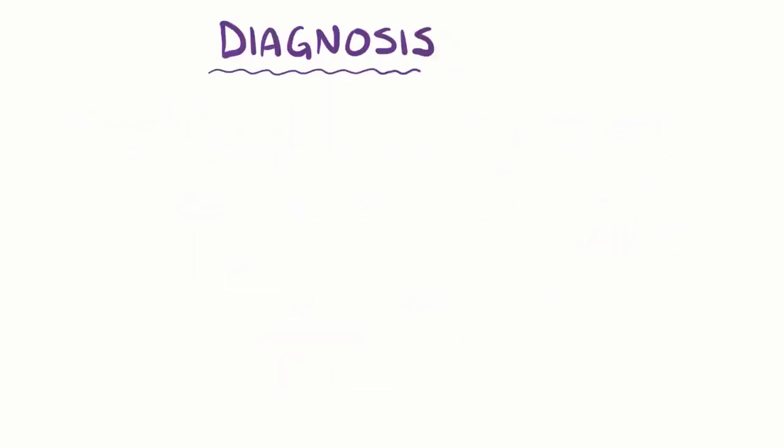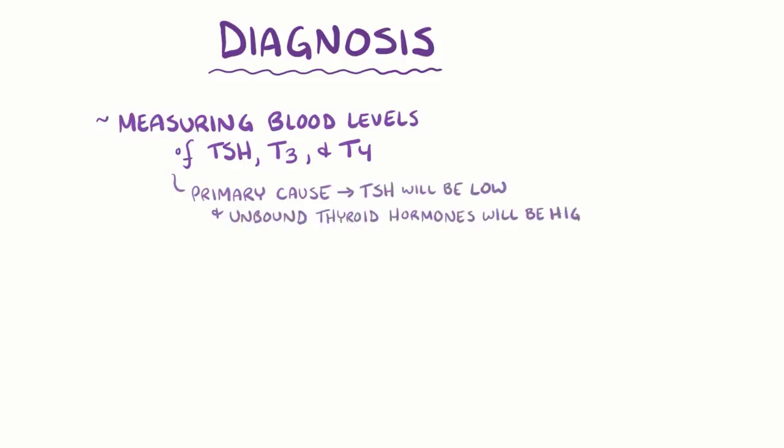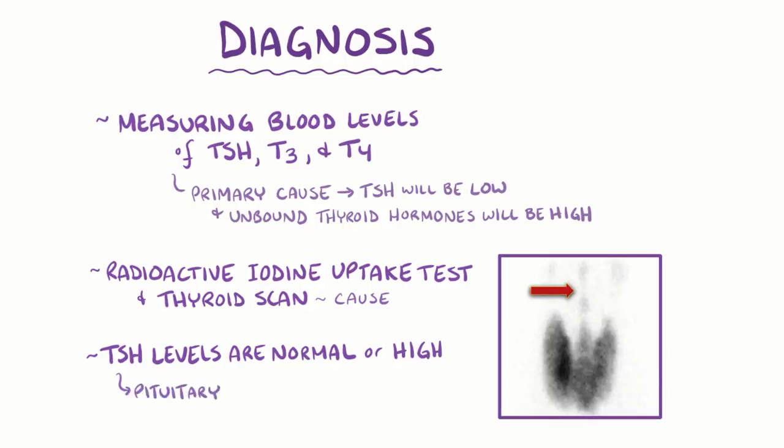Diagnosing hyperthyroidism is done by measuring blood levels of TSH, T3, and T4. If it's due to a primary cause, TSH will be low and unbound thyroid hormones will be high. Once hyperthyroidism is confirmed, a radioactive iodine uptake test and a thyroid scan help determine the specific cause of the disorder. If blood levels of TSH are normal or high, this points to a pituitary tumor, which can be confirmed with an injection of thyrotropin-releasing hormone.